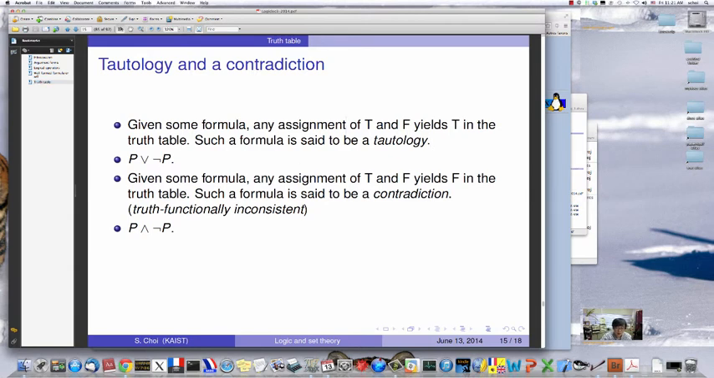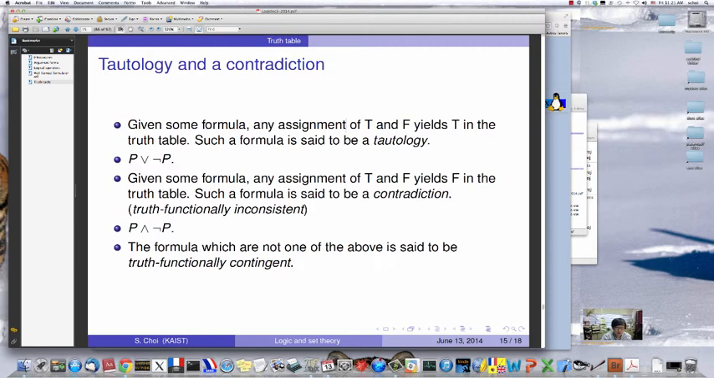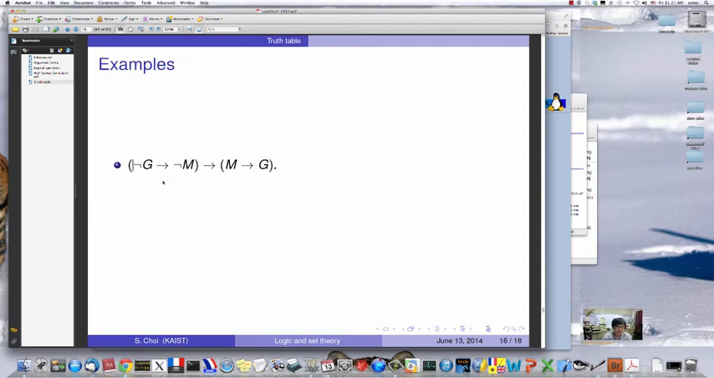So let's go to the next slide. So a formula which is not one of the above is said to be truth functionally contingent. So contingent means it depends. Okay, so it depends on the true or false value of the situation, whether something is true or false. So this is something which happens many times. So for example, you look at this sentence. That one was always true, so this was what you call the tautology, and that one's always tautology. And let's look at this one.